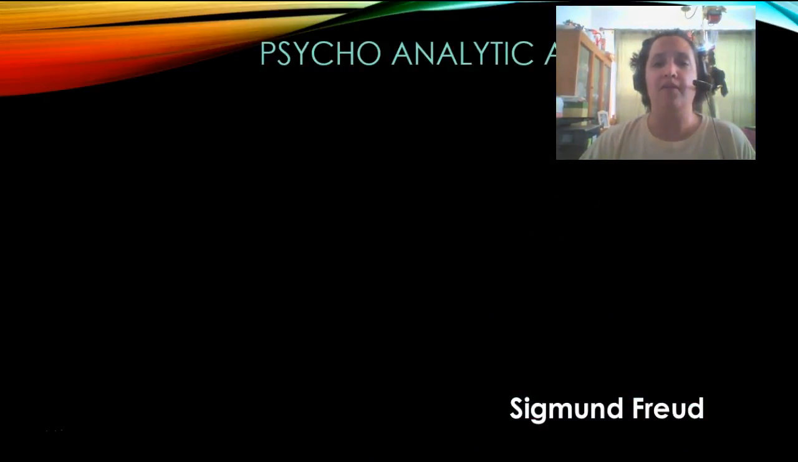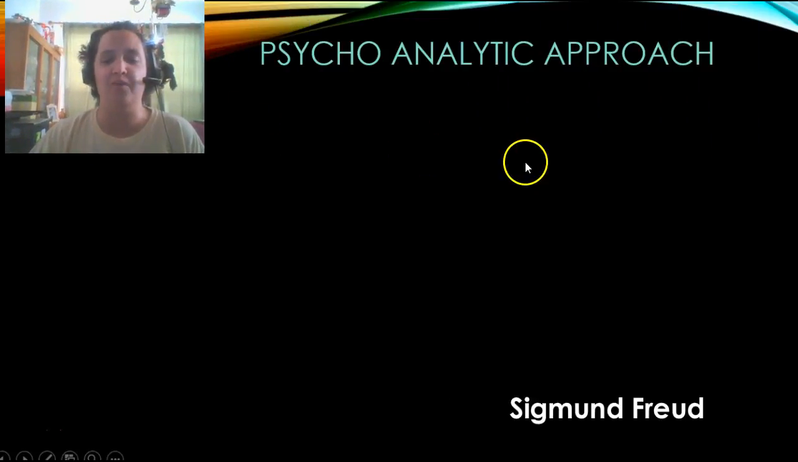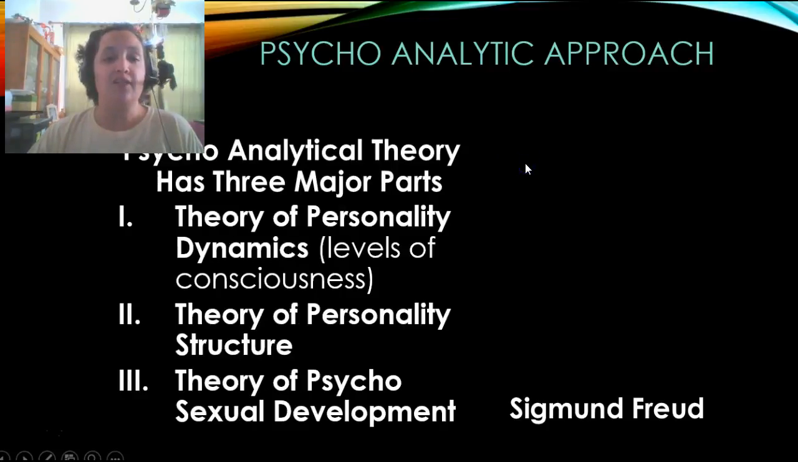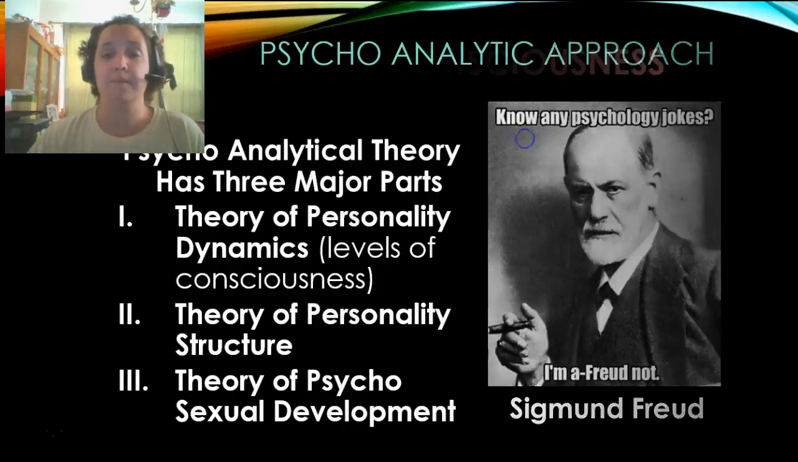So today we're going to talk about the psychoanalytic approach, and I think I'm going to move over here and see if I can keep from being in the way of the information. The psychoanalytic theory has three major parts: the theory of personality dynamics, which has to do with your level of consciousness, the theory of personality structure, and the theory of psychosexual development. And Freud, he was a very serious kind of guy. He came up with these three parts to try and explain people in as much detail as possible. And it has influenced a lot of research even today, by the way.